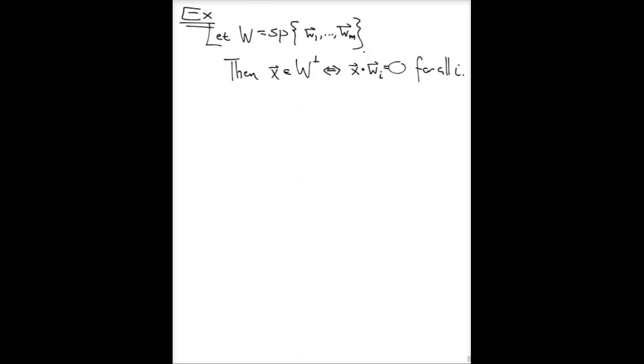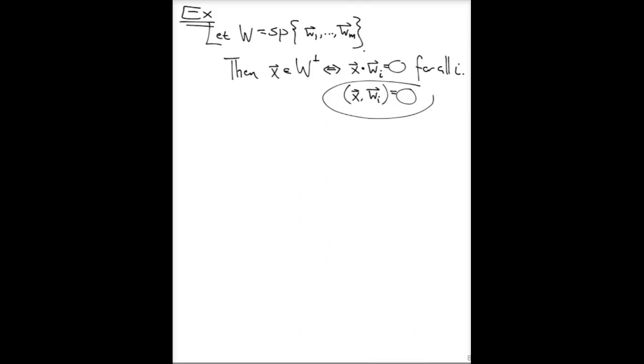Then the result is that x is in the orthogonal complement of W if and only if x is orthogonal to each of the w_i. Actually, I'm being a little sloppy here. To say that x is orthogonal is to say that the inner product of x and w_i is 0 for all i. I should be writing this right here in general. Of course, when the vector spaces are R^n, this just means the dot product, right?